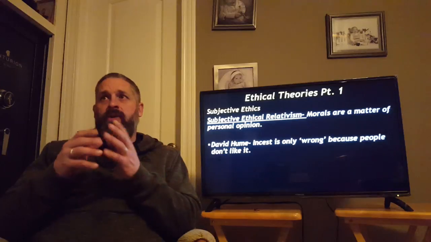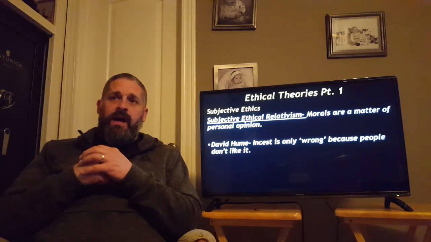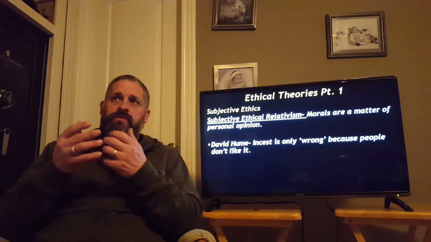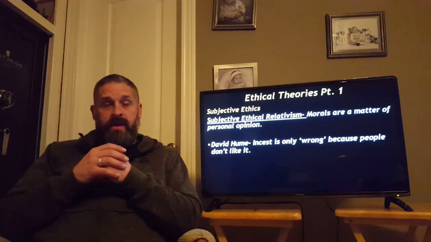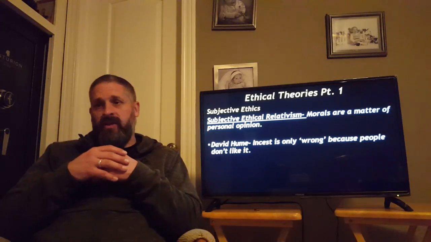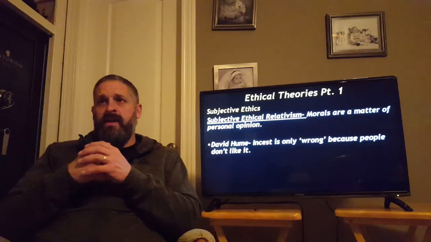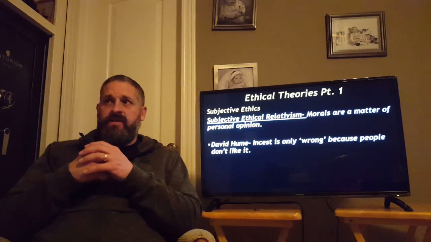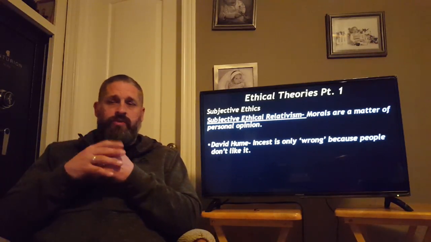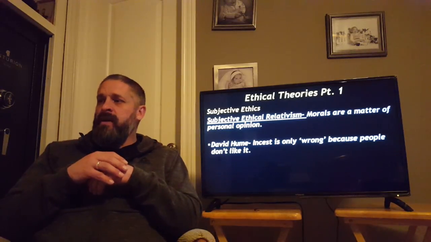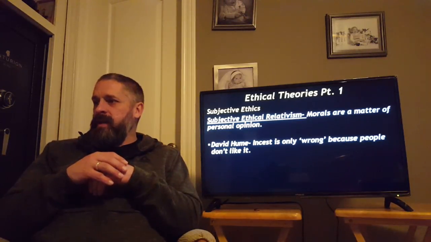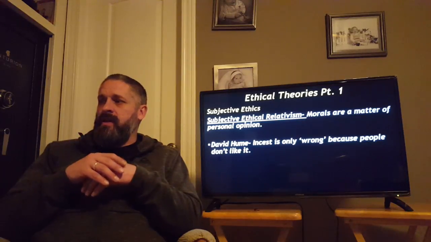To give you a little background on that statement, David Hume made an illustration. He says, look, is incest right or wrong? And of course, a human being would say, well, that's totally wrong. And we might even give good reasons why. We might say it affects the genetic makeup of the offspring, or maybe we just say it's gross. Is incest right or wrong?